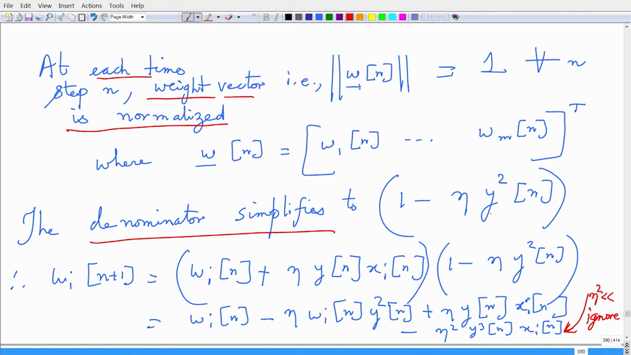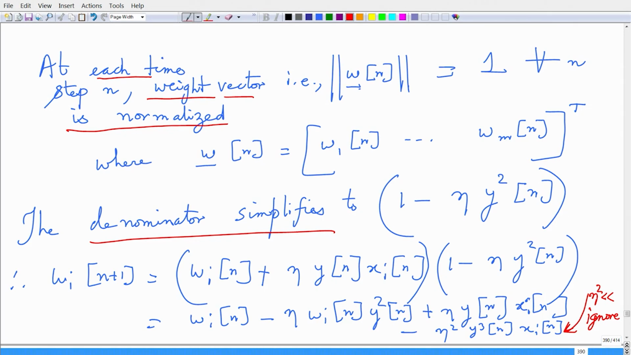And y of n is basically the inner product of w with x, and that is what we try to expand out, right. So, what I do is I write the equation for wi of n plus 1. It is wi of n plus eta times y of n xi of n, which I had in the numerator in the Oja's update. The denominator, which is the normalization, just simplifies to 1 minus eta times y square of n.